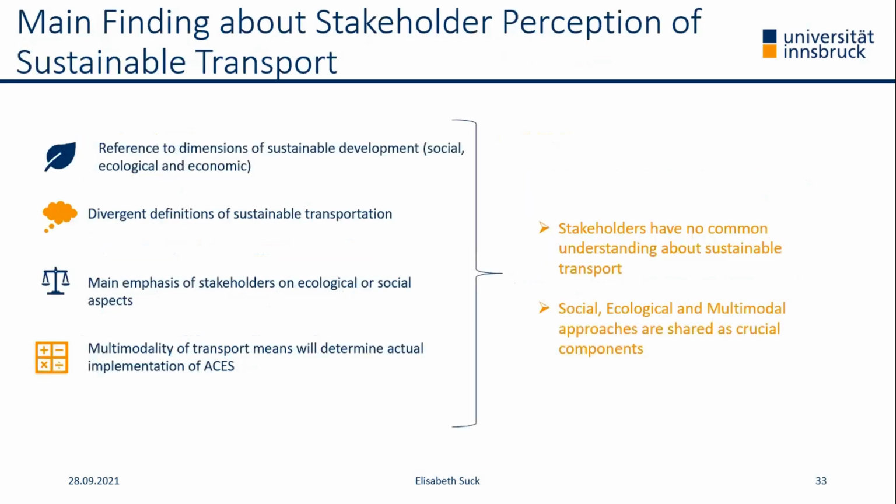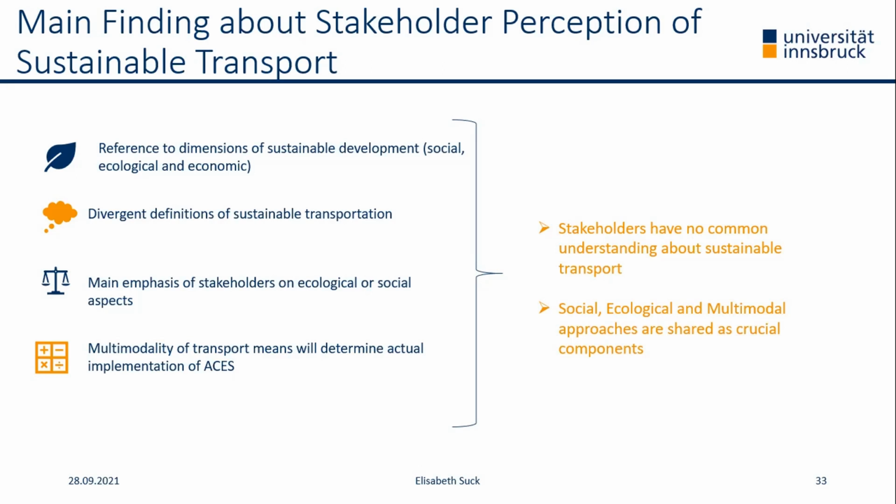Then to the main findings about the contribution towards sustainable transport. First of all, the ACES concept was referred to the dimensions of sustainable development: social, ecological, and economic. But there were very divergent definitions of sustainable transportation, as you just saw before. It was interesting because the main emphasis of stakeholders was on the ecological and social aspects. So the economic dimension was somehow ignored, and they often focused on one of these two aspects.